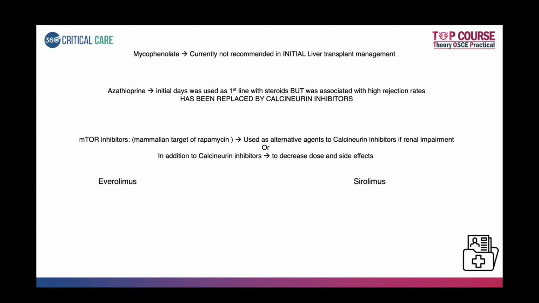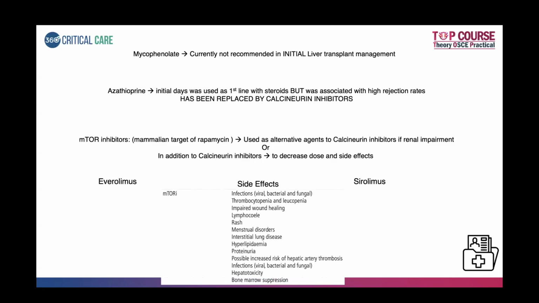So the two drugs that are used are everolimus and sirolimus. So with regard to this, the important side effects that you need to know is these drugs are prone to cause hepatotoxicity and bone marrow suppression. So the problem with bone marrow suppression is, if at all it occurs, you will not know whether it is because of drug or whether there is a new infection that has occurred.